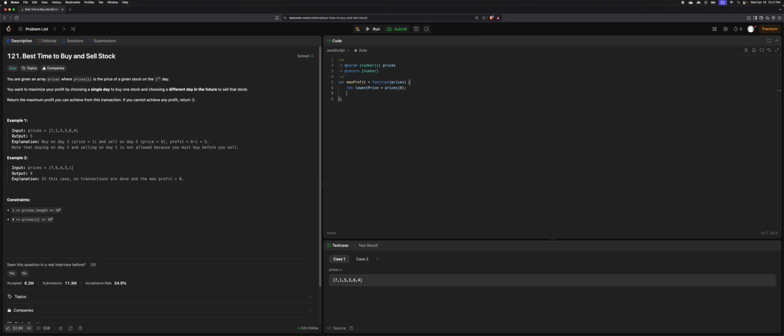We can go through a loop to iterate through each one of them, which will be an O(n) solution, which is not the most efficient solution, but it's the one that I thought was most intuitive for me. And then we'll let the profit that we'll calculate later equal 0. So we'll initialize a for loop.